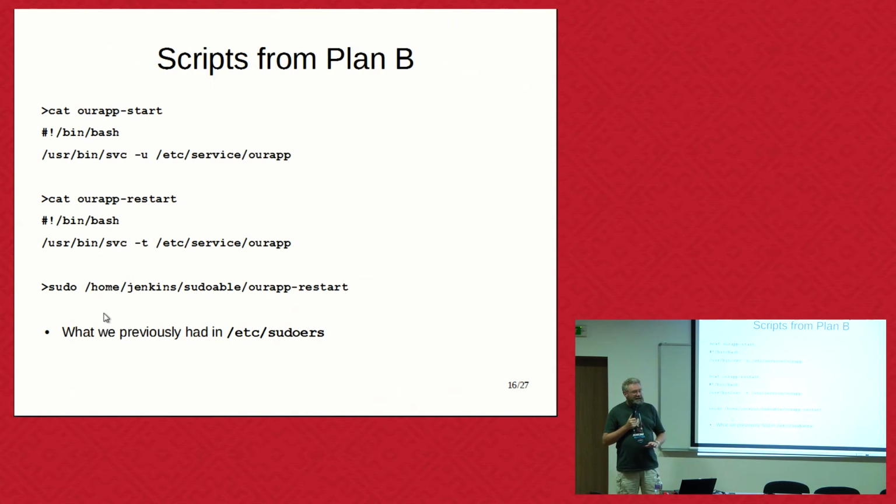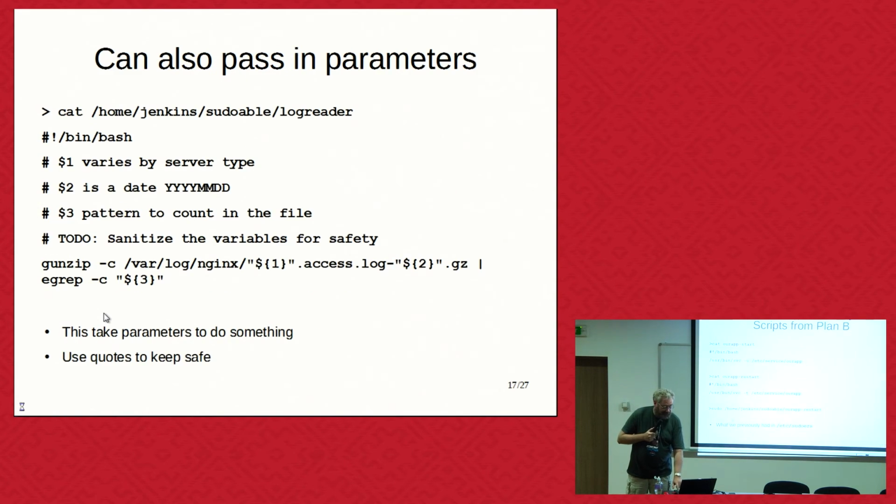And he doesn't have to give any parameters because everything is baked into the script. All he can do is start this application and restart this application. He can't get creative. But you can get creative if you want to. You can allow him to pass parameters because it's in the directory. It's allowed. We don't have to list every single combination like we did in Plan B.